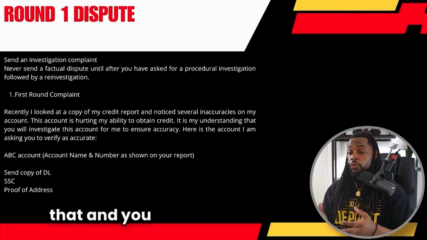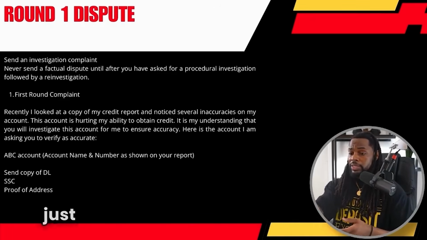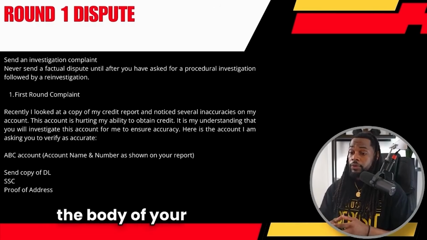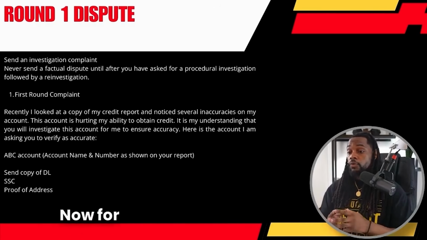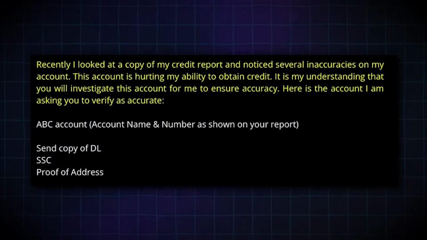But if you didn't want to do that and you want to put this in a letter, you can literally just copy this and make this the body of your letter, and you can then send this to whichever bureau that you're disputing with. Now, for round 1, it says, recently I looked at a copy of my credit report. I noticed several inaccuracies on my account. This account is hurting my ability to obtain credit. It's my understanding that you will investigate this account for me to ensure accuracy. Here is the account I am asking you to verify as accurate.